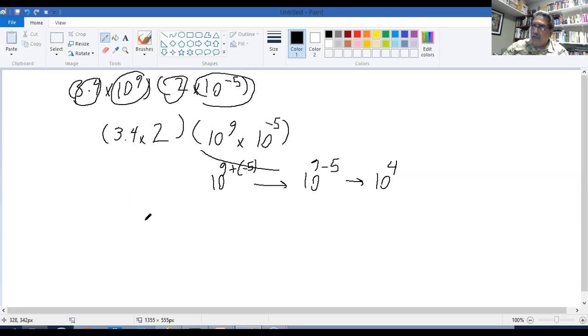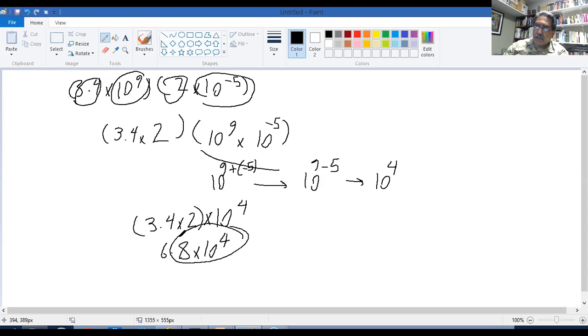So we have 3.4 times 2 times 10 to the power of 4. 3.4 times 2 is 6.8 times 10 to the power of 4. So this is your answer. This whole thing.